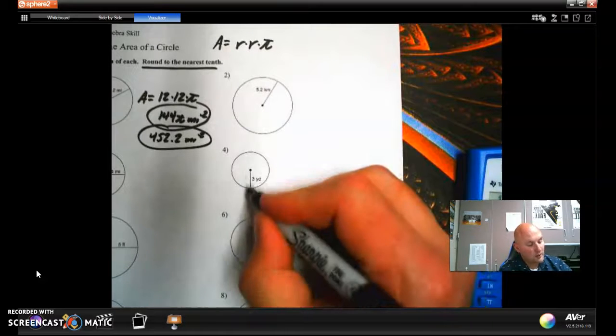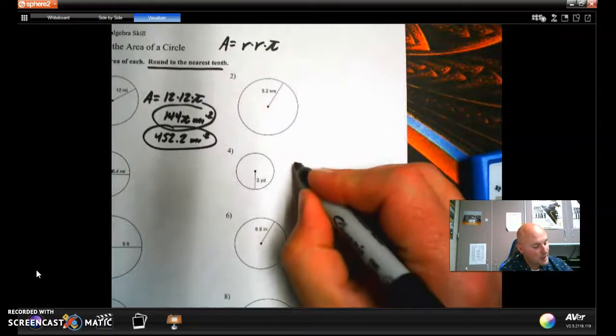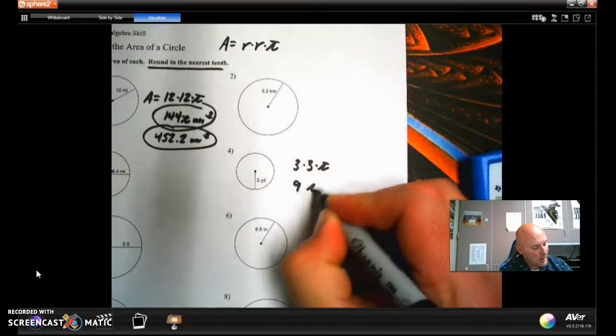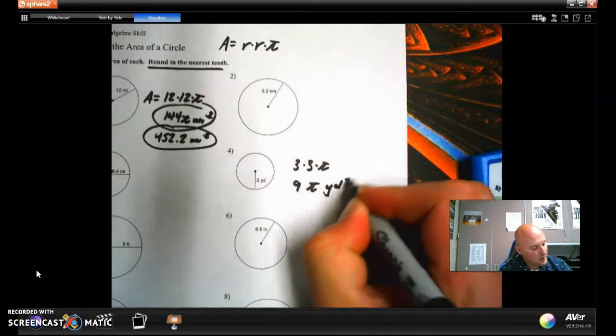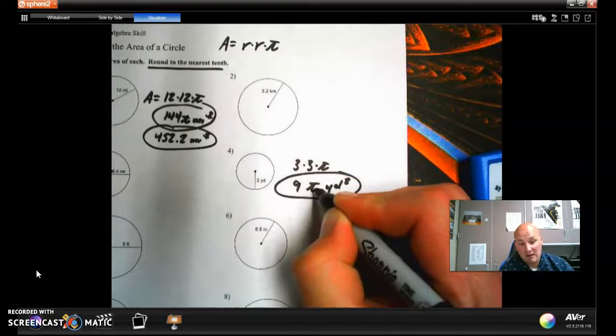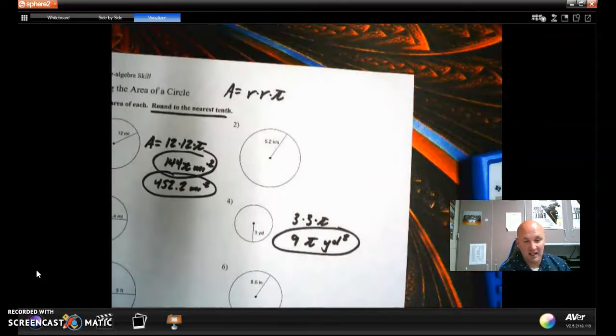Okay? Let me show you another one right here. Number 4. Radius is 3. Let me show you how fast you can do that. Radius times radius times pi. 3 times 3 times pi, 9 pi yards squared. 3 times 3 to get 9. I'm being lazy. I'm ignoring pi. Don't care about it. Don't even like it to begin with, to tell you the honest truth.